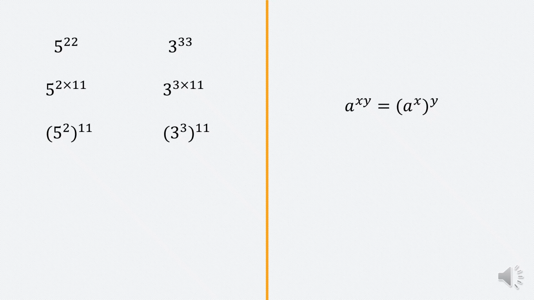Now you can write 5 squared as a single integer, and 3 cubed the same. So it becomes 25 exponent 11 and 27 exponent 11. Now that the powers are the same, we can easily tell that 27 exponent 11 is bigger than 25 exponent 11. So that's how to compare these two exponents.